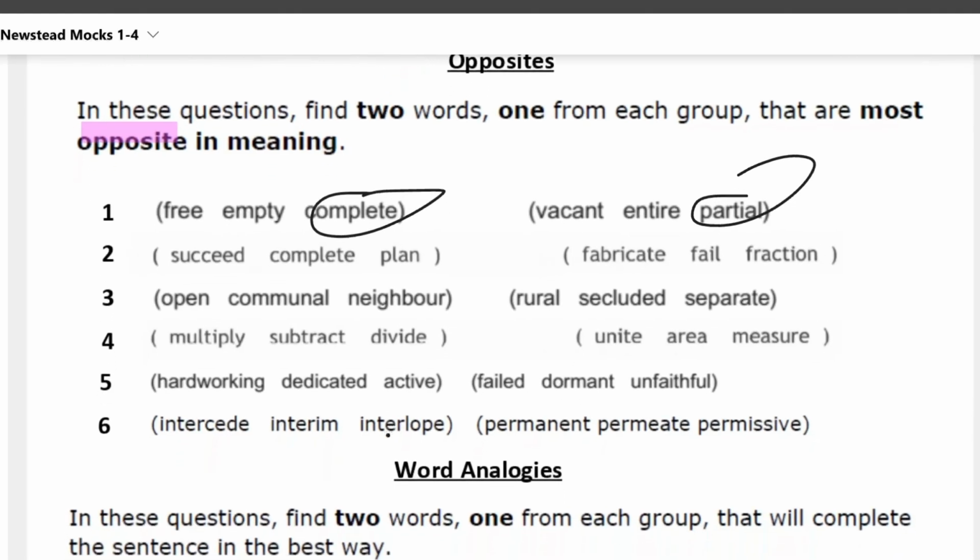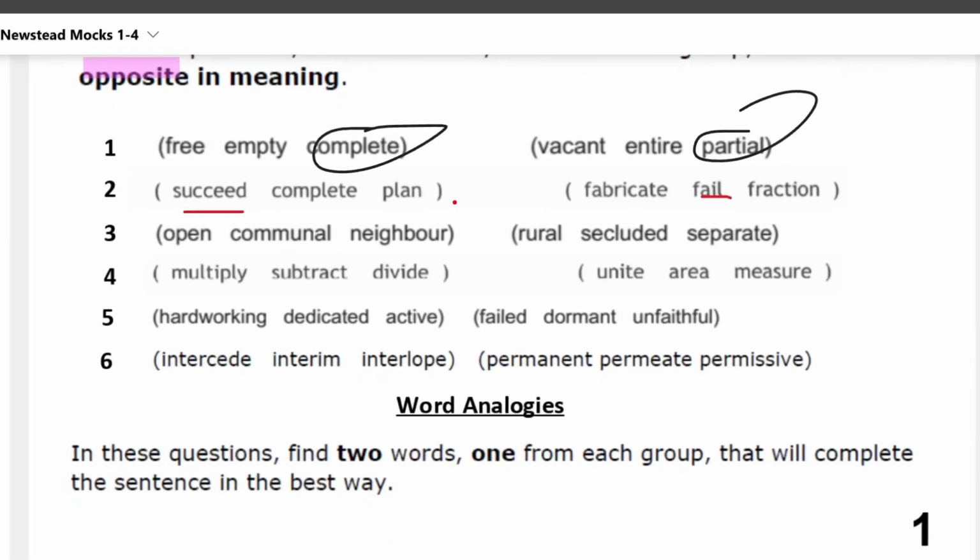Question number 2, we have these words here. We have plan, complete, succeed, and then fabricate and fail and fraction. We already know that complete and fabricate are sort of synonyms, so the ones that come out fully are succeed and fail, the most opposite in meaning. You can say complete and fraction, but they're not as opposite in meaning, because you could say empty. So succeed and fail would be the most opposite.